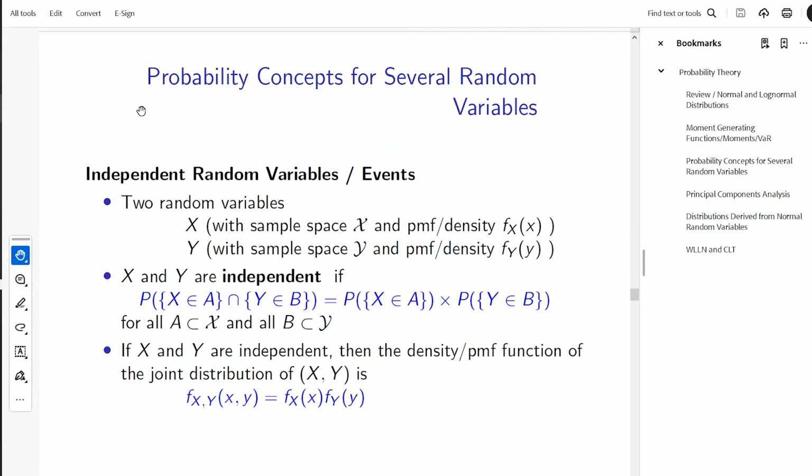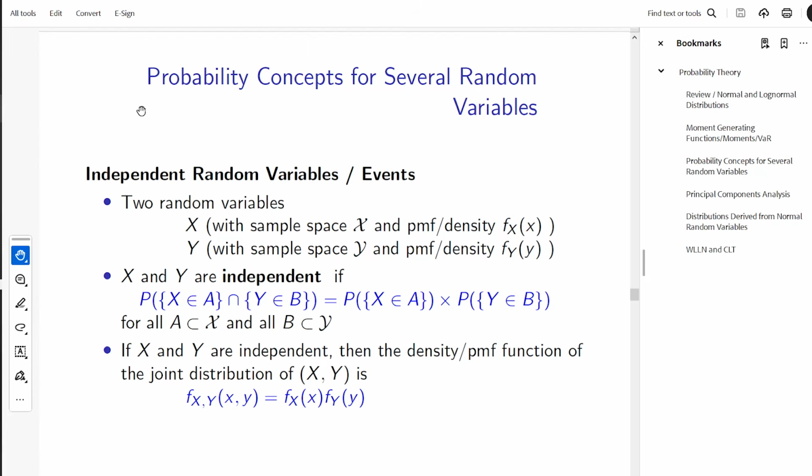All right, well, let's move on to considerations of more than one random variable and the concept of two random variables being independent. In probability theory, we say two random variables are independent if the joint probability of X lying in a set A and Y lying in a set B is equal to just the product of each occurring alone.